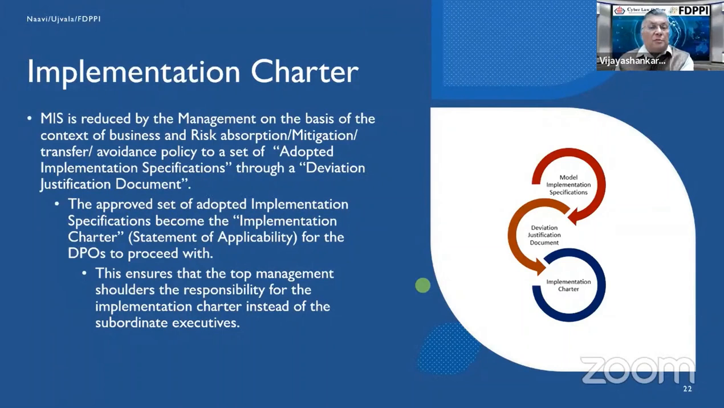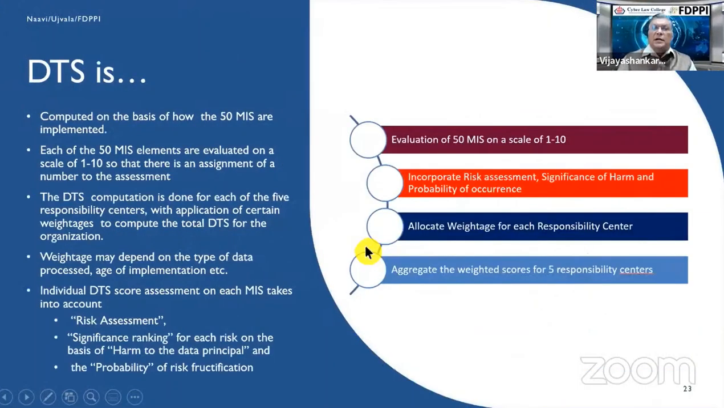So what is the residual risk to be mitigated is what the DPO is responsible for. If some organization wants to adopt cyber insurance and further mitigate the risk, the DPO's responsibility to that extent will be modified. So this is the importance of the implementation charter which we are trying to give, which is derived from the model implementation specifications along with the deviation justification document.